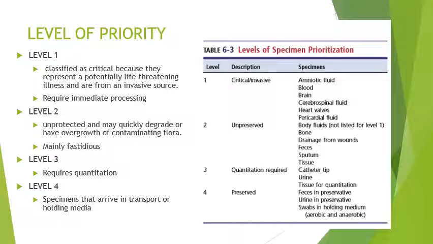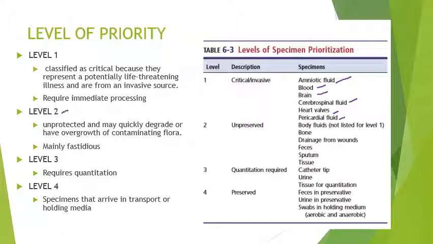Next is level of priority. When specimens arrive in the laboratory, which ones do we prioritize first? Once we receive CSF, amniotic fluid, blood, brain, cerebrospinal fluid, heart valves, and pericardiac fluid, it is level 1. It needs immediate processing, so you process it first, because when results are positive, the doctor is called right away.